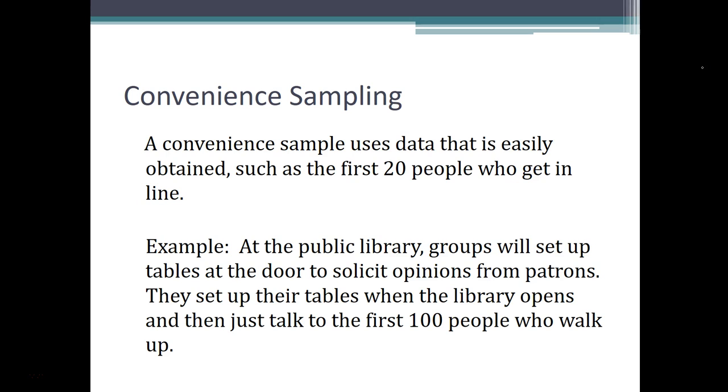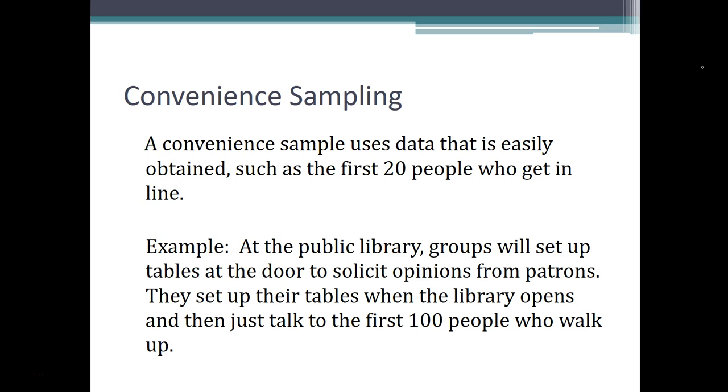Convenience sampling uses data that's easily obtained, such as the first 20 people who get in line. At the library I go to, often there's at least one group, sometimes 2 or 3 groups, who have tables set up right there at the door as you're walking in, because they want to get opinions from you. I've actually had one gentleman who stops me and asks if I'd fill out surveys for him, and I usually oblige, and so does my husband. It's harmless for me.